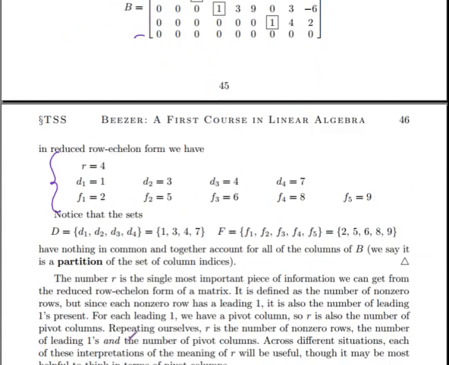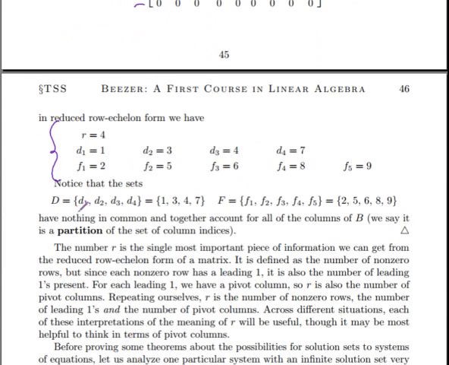Okay. Notice that D and F are disjoint, and together they make up all of the columns. So we call this a partition of the set of column indices. All the numbers from 1 to 9 are included in either D or F, and there's no overlap between D and F.